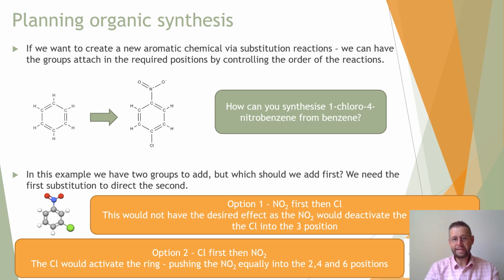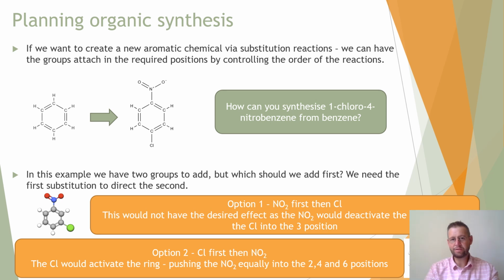So what we need to think about, and this is the key thing, we need the first substitution to direct the second. So we want very specifically it to be a para molecule, with the Cl being opposite in the number 4 position to the NO2 group. So we've got to attach one of them before the other one, but which one could we do? So consider option 1, attaching the NO2.